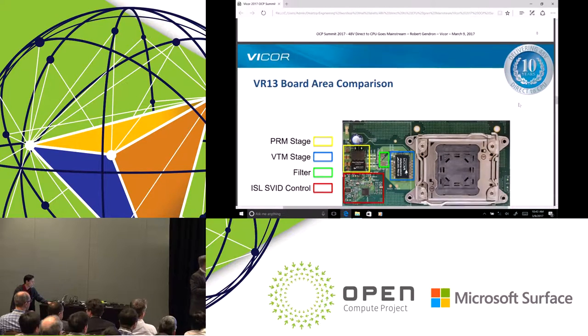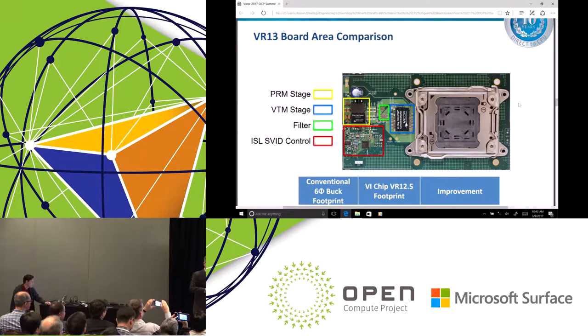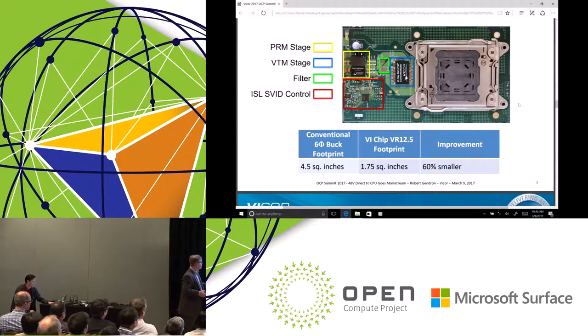Just scroll to the next one. So here's an implementation of the design itself. You see the VTM, as I mentioned, can be placed close to the socket. This is our PRM, the pre-regulator stage, power inductor next to it. This is some discretes and support, and then the SVID or PM bus controller that you would have on a board. Okay. If you scroll down, there's like secret information embedded at the bottom of the page. There we go. So compared to a conventional six-phase buck, we measured that to be 4.5 inches in area, board area consumption. Our solution, 1.75 inches. So again, we've reduced that critical space around the board by 60%.